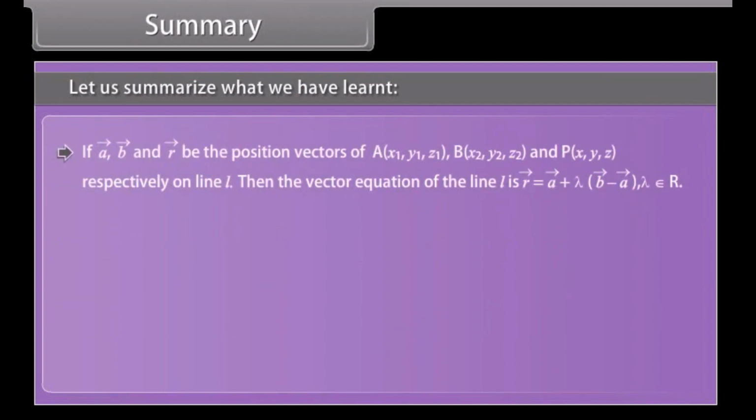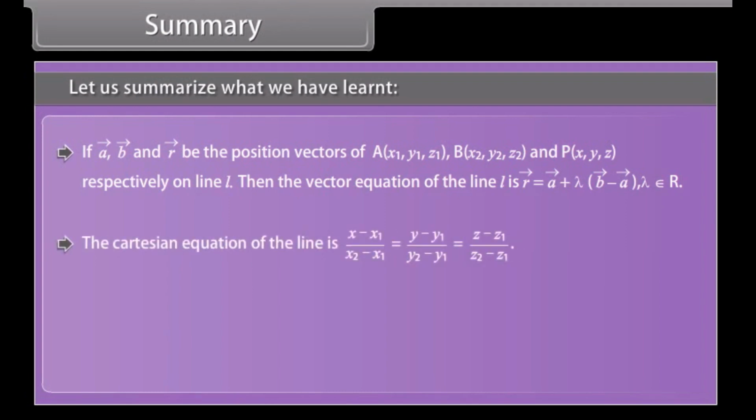if vectors A, B, and R be the position vectors of A, x1, y1, z1, B, x2, y2, z2, and P, x, y, z respectively on line L, then the vector equation of the line L is vector R equals vector A plus lambda times vector B minus vector A, lambda belongs to real numbers. The Cartesian equation of the line is x minus x1 by x2 minus x1 equals y minus y1 by y2 minus y1 equals z minus z1 by z2 minus z1.